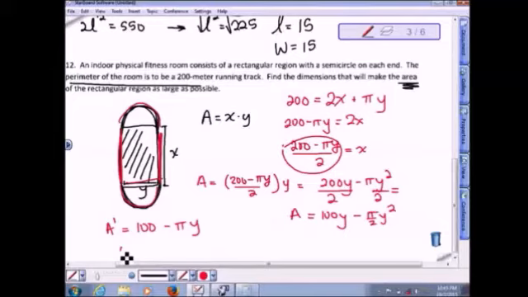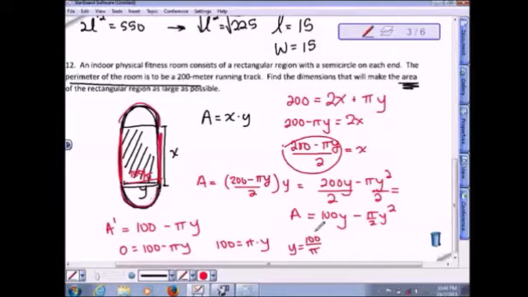So if we set this equal to 0, that means that 100 equals pi times y, divided by pi, and y equals 100 over pi. That's this part right here, 100 over pi.